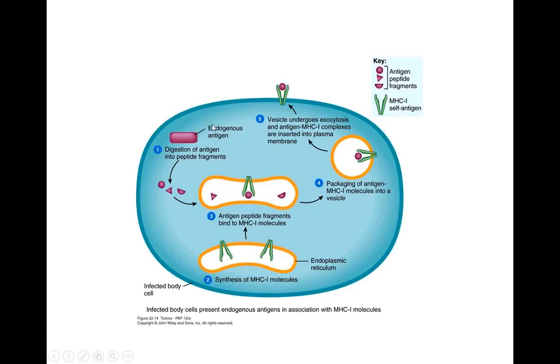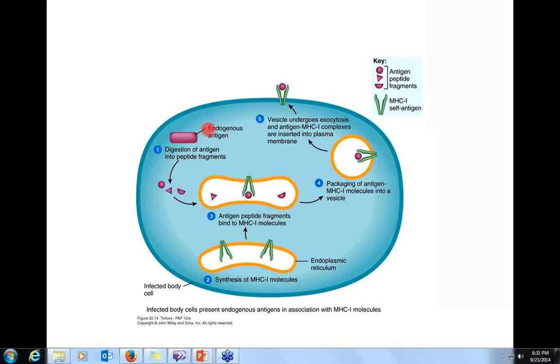Another type of antigen is an endogenous antigen. Endogenous means it is from the body. So let's say the cold virus has started to manufacture things using your own DNA. Those would be endogenous antigens.